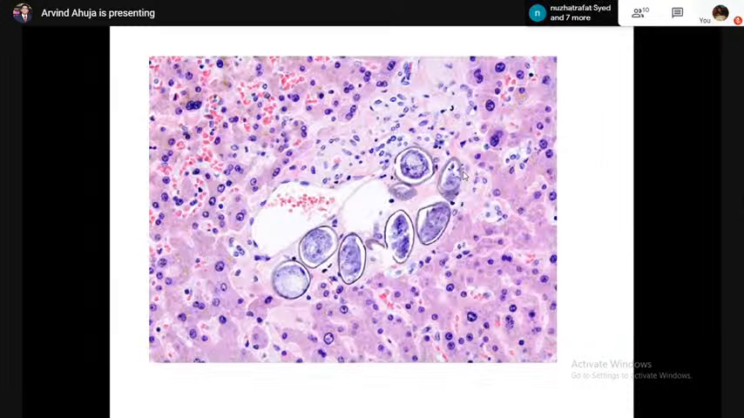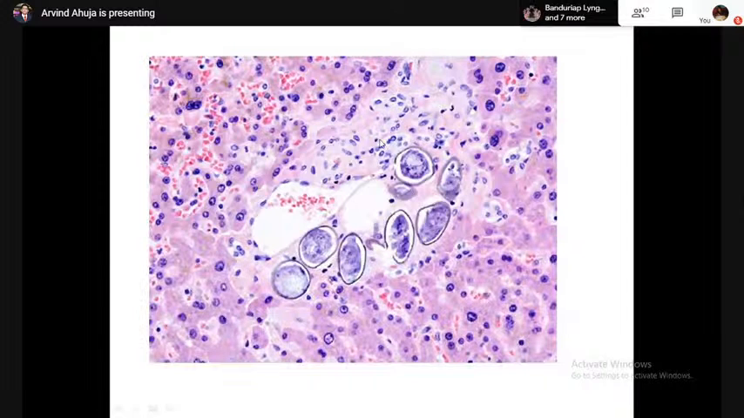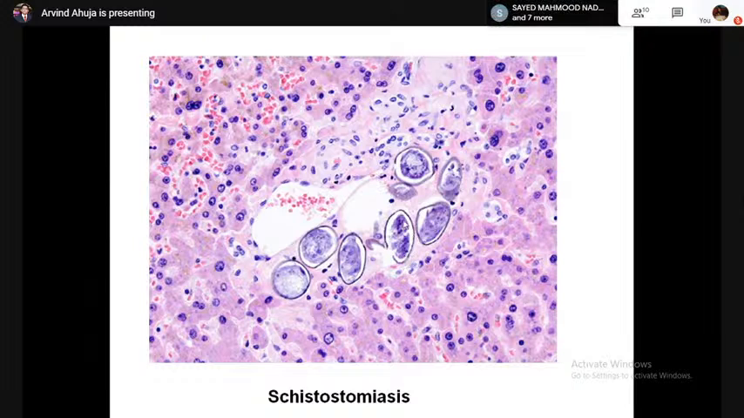So, similar to the Capillaria hepatica, this is another organism which is commonly seen in the eastern countries, but rarely can be seen in India also. It has a single layer of wall here, and this is basically a schistosomiasis infecting the liver.